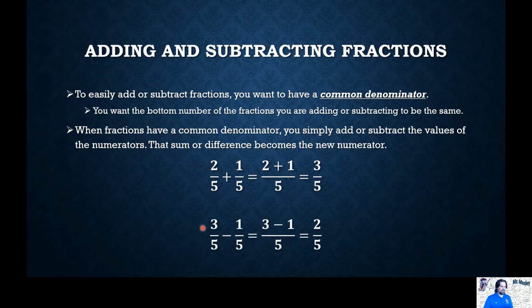Secondary example, we have 3 over 5 minus 1 over 5. We're subtracting this time. 3 minus 1 equals 2. The 5 remains on the bottom, and we have fifths. So we have 2/5. If I had 3/5 and I take 1/5 away, I'm left with 2/5.